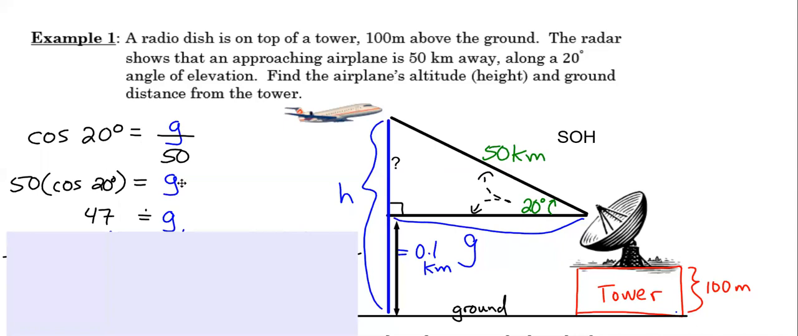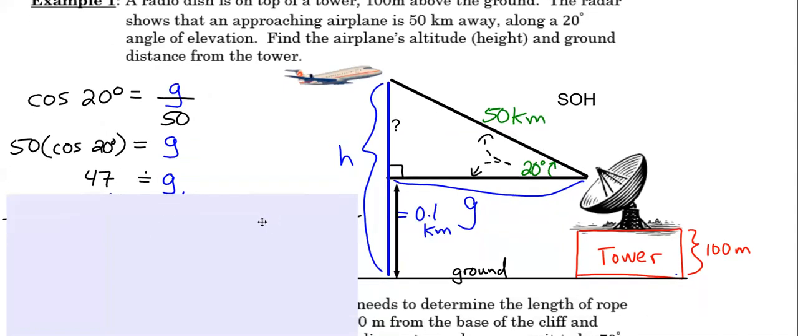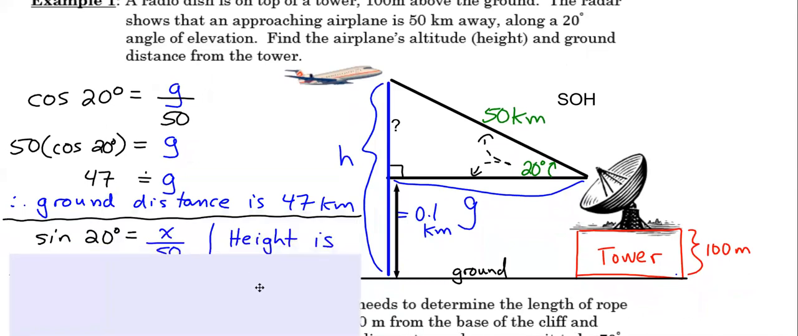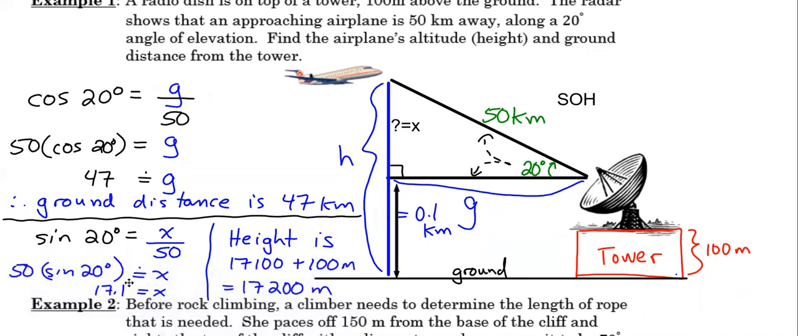So that is one way you can start off by simply getting the ground distance using your cosine ratio, and then your sine ratio, again, this little portion up here, you can refer to that as x, lowercase, and then to solve for x, it would be the sine of 20 degrees is x over 50, and then simply get your result from there.